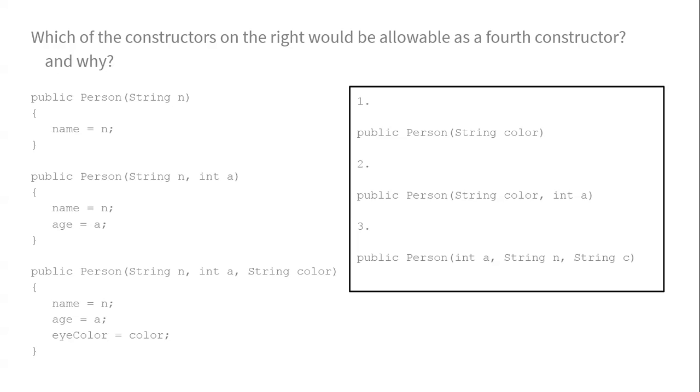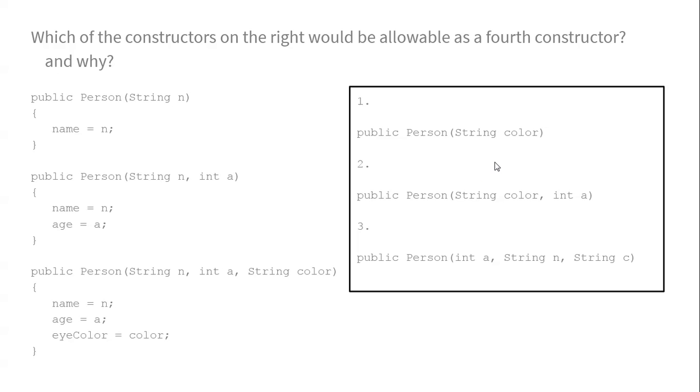Joseph. Maybe one. The problem with one is we already have a string only. So it doesn't matter what the name of the variable is. So one is out. Somebody else want to guess? Max? Joseph. It would be 3. 3 is int string string. See, we didn't have int string string. We had string int string. And the order matters. The order and the type is what matters.